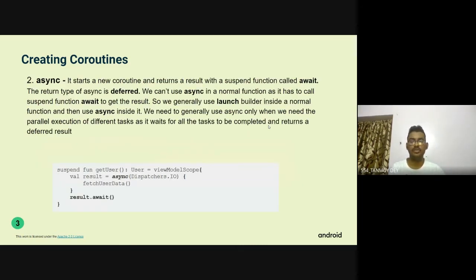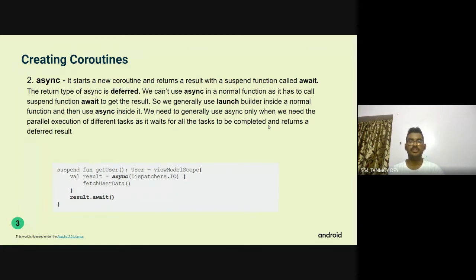Async. Now this is something you need to understand a bit better, because async blocks the main thread, and that is the main difference between async and launch. With launch, I told you that it doesn't block the main thread and simply finishes the task, whereas async blocks the main thread and also returns a type called Deferred. Deferred is like a promise that it's going to return a value.